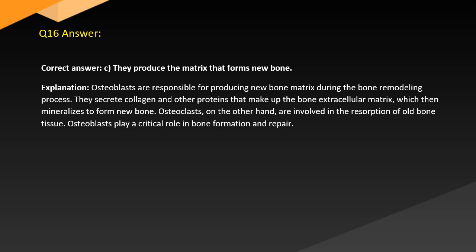Answer. Correct answer: C. They produce the matrix that forms new bone. Explanation. Osteoblasts are responsible for producing new bone matrix during the bone remodeling process. They secrete collagen and other proteins that make up the bone extracellular matrix, which then mineralizes to form new bone. Osteoclasts, on the other hand, are involved in the resorption of old bone tissue. Osteoblasts play a critical role in bone formation and repair.